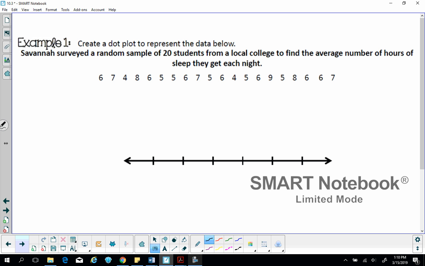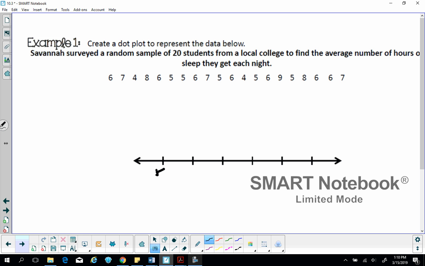Now, what's the smallest amount of hours here? 4. In this one, it would be 4. It's 0 in the next one. What's the largest amount? 9. And then I just fill it in. 5, 6, 7, 8.